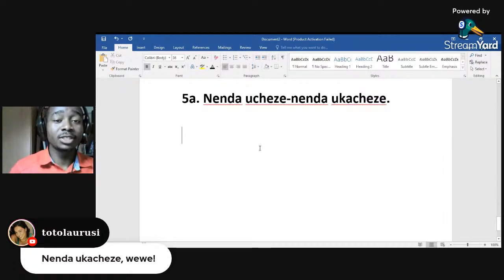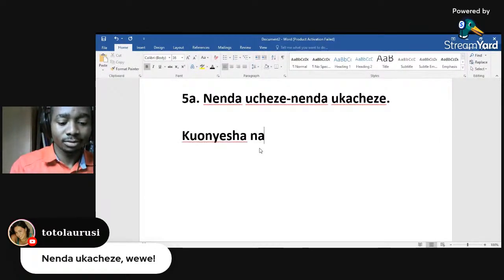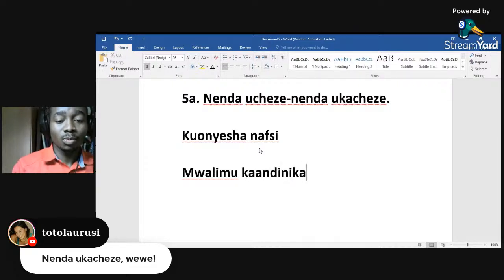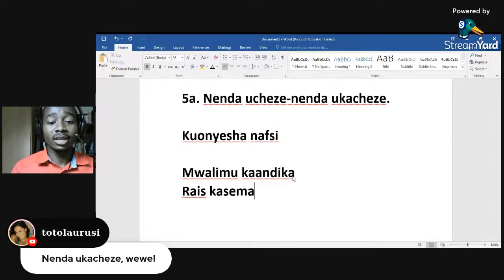Another use is to show self, kuonyesha nafsi. Mwalimu kaandika. The teacher has written. So instead of saying mwalimu ameandika, sometimes it is used mwalimu kaandika. This is newspaper language. In newspapers they use this ka a lot. Rais kasema. Yeah, the president has said. Rais kasema.